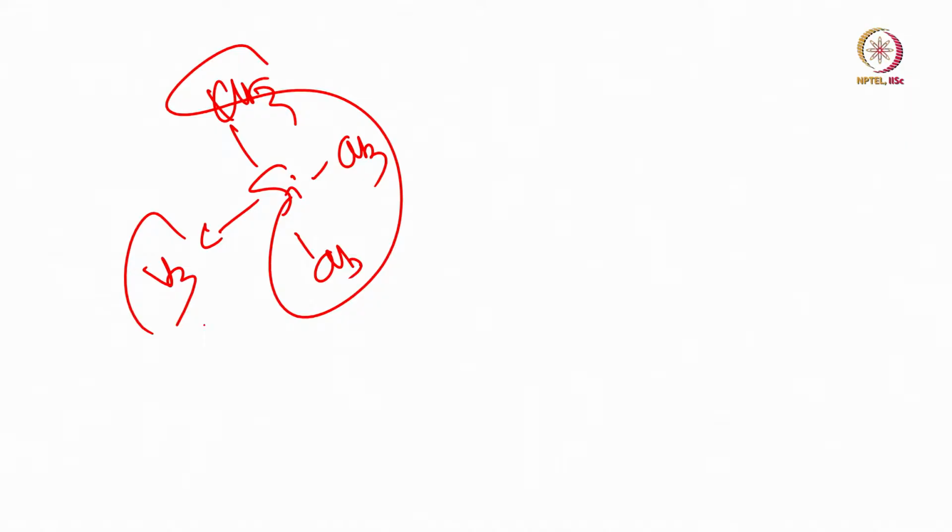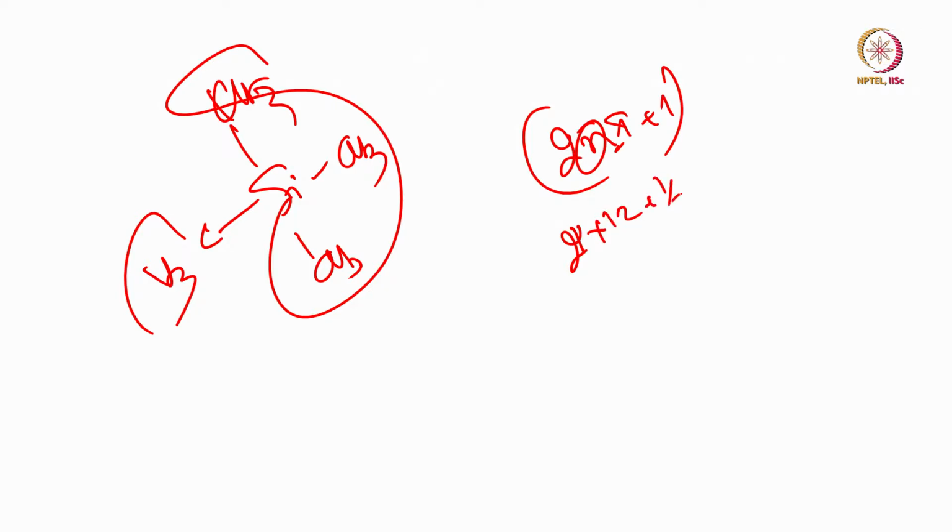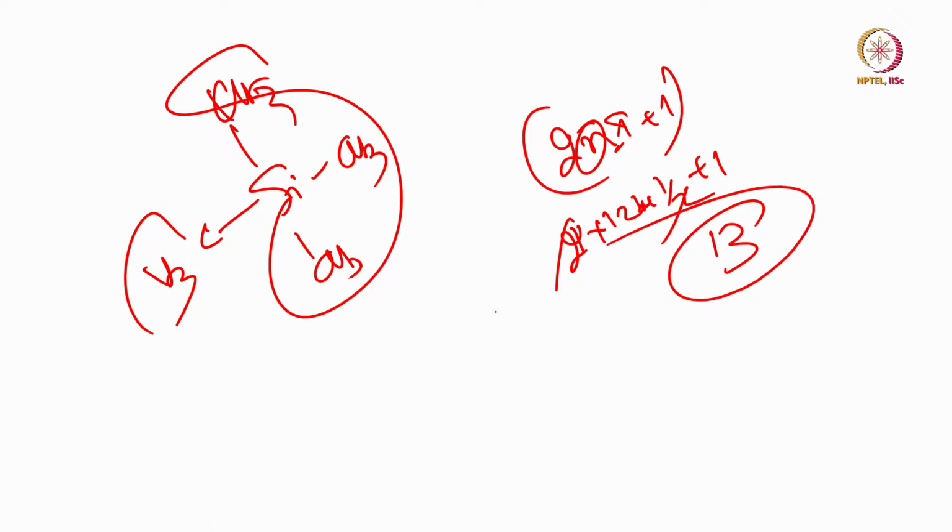How many patterns do you expect? Very interesting, you understand. For example, tetramethylsilane has CH3, CH3, CH3 and CH3. So now there are 12 equivalent protons. If it is coupled to silicon, how many peaks do we expect? Remember 2nI plus 1. n is 12 here. 2 into 12 into half plus 1. So it is 13 peaks you expect. Go back and record the silicon NMR of tetramethylsilane with proton coupling. You will see 13 peaks.